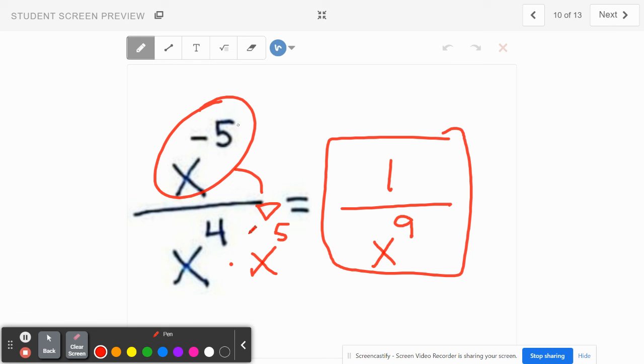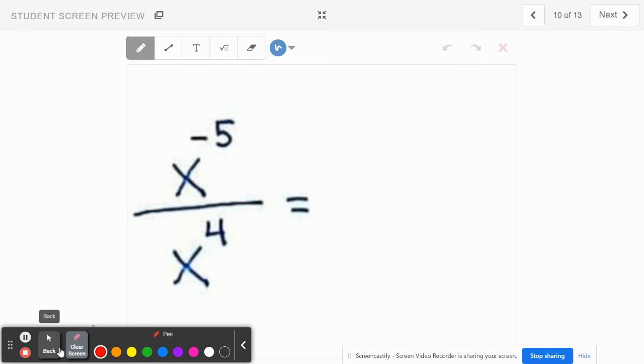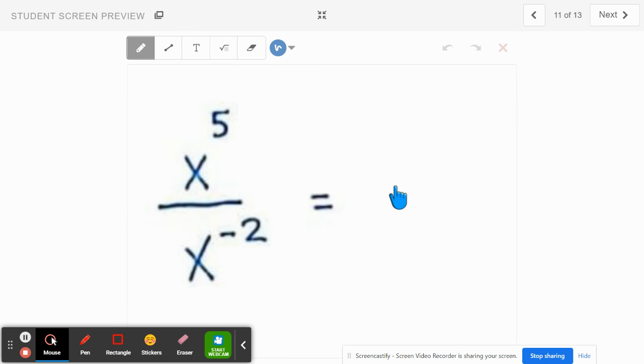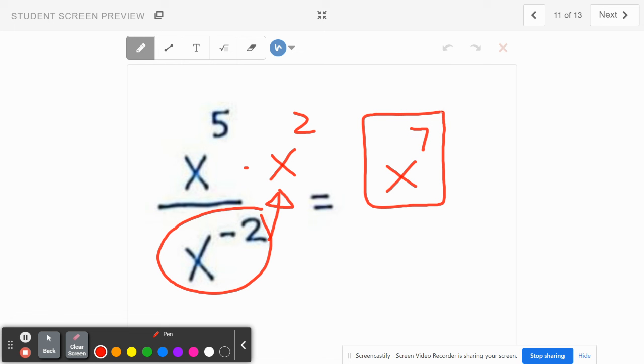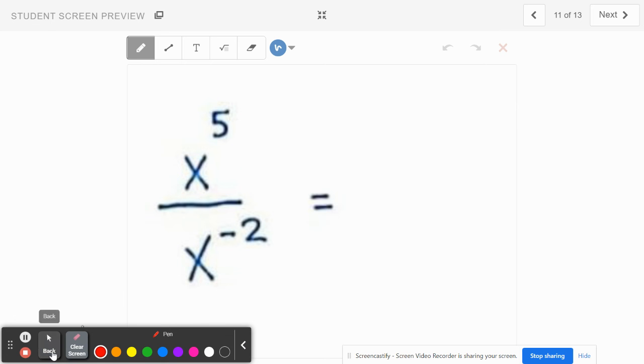Hopefully you can process this concept. This is the main thing you need to learn today. All right? Here, same concept. What's going on? Take your time. Push pause. That's got to go to the top. X to the 7th. Okay? Very cool. Very cool. Let's keep it going.